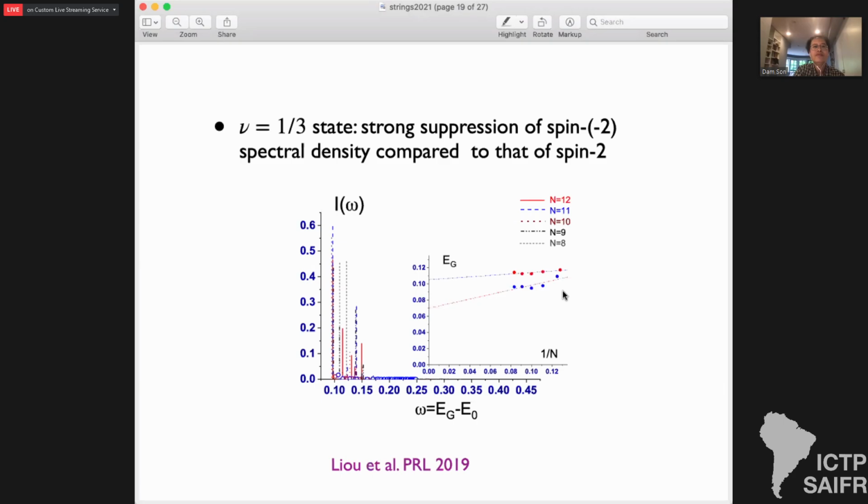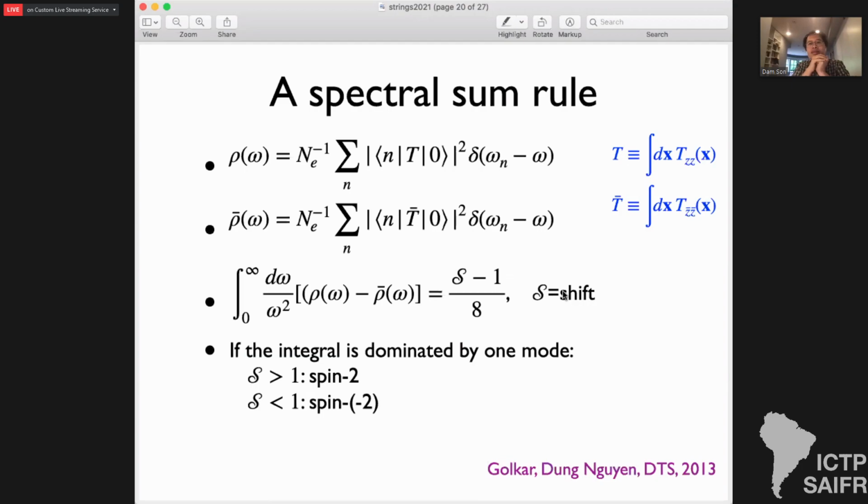And one can write down certain sum rules that make this fact understandable. One can introduce the spectral density of the holomorphic or anti-holomorphic component of the stress tensor and derive a sum rule that relates a certain integral of the difference between them with a topological property of the quantum Hall state called the shift. And if the integral is dominated by a single mode, we know that when the shift is bigger than zero, this mode has to have spin 2. And if S is less than 1, this mode has to have spin -2. And that is what has been found in the case of the nu equal 1/3 state numerically.